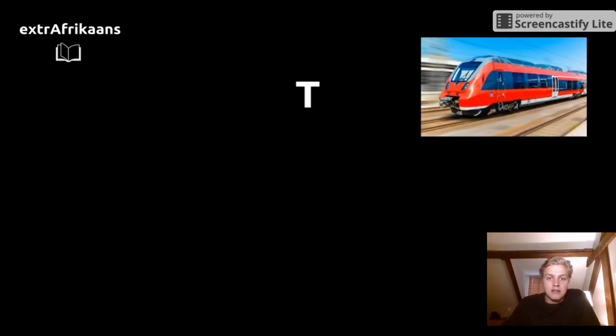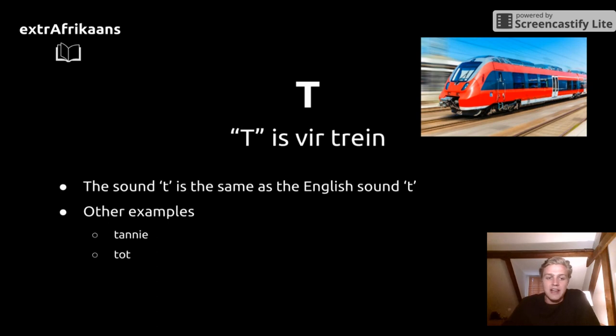Next, we've got tier. Tier is for train. The sound t is the same as the English sound t. Other examples of the sound include tannie, which is aunt, or tot, which is until.